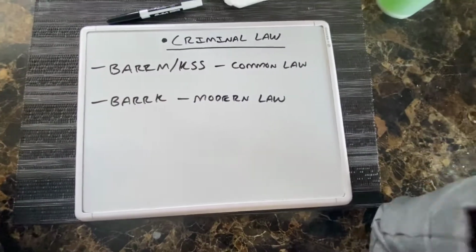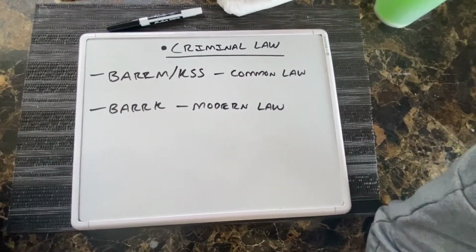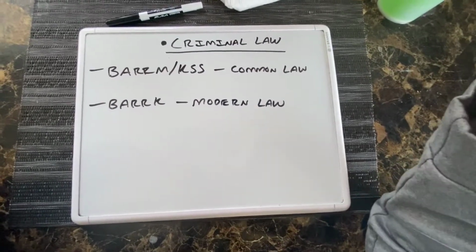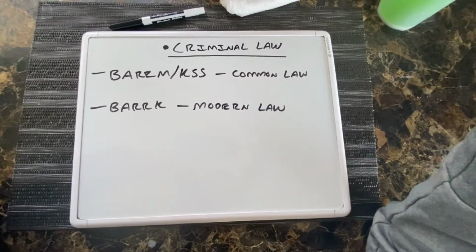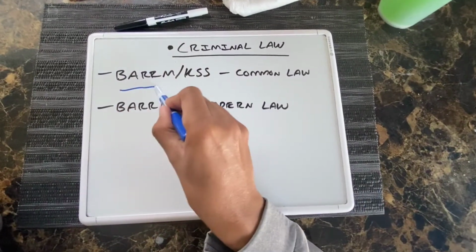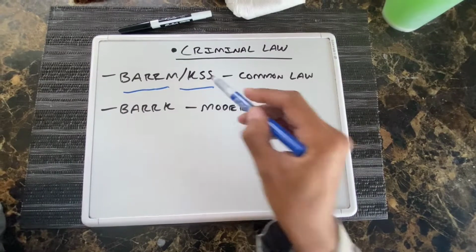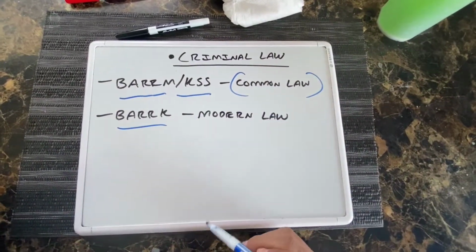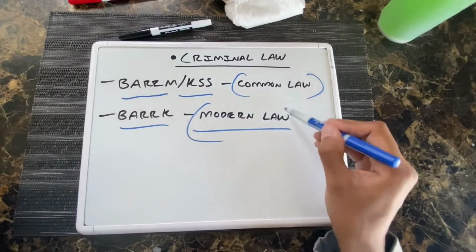I wrote down two mnemonics here in order for you to understand the critical felonies that you need to know in order to do well on your written exam and also multiple choice exam. So let me go through it. I wrote down BARMKISS. That is for the common law. I wrote BARK, and that is for the modern law.